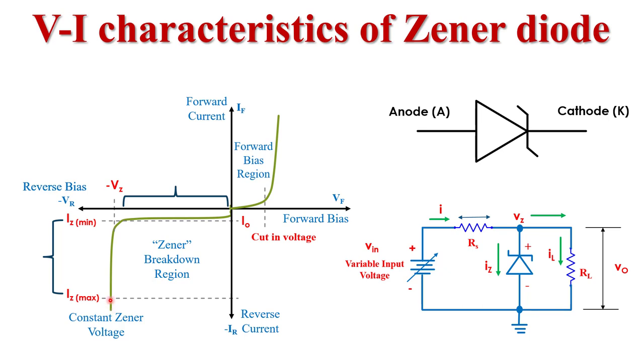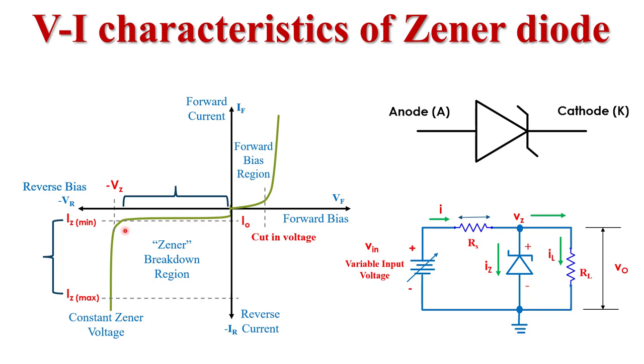So to limit this large reverse bias current, here we place a series resistance Rs. This series resistance is also called current limiting resistance. That resistance will protect the Zener diode from damage. So this region is called Zener breakdown region. If the Zener diode works in this region, the voltage across the Zener diode is always constant, that is Vz.